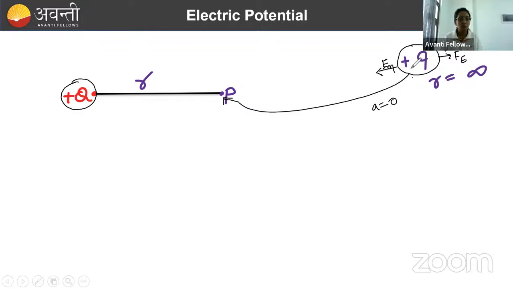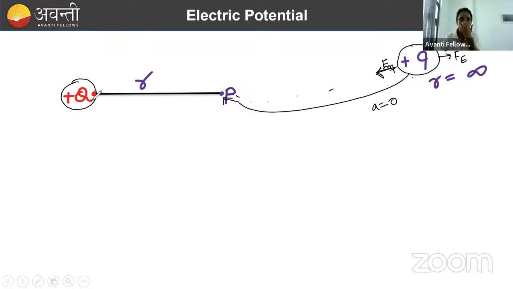So finally also it will be at rest. It means I have to apply a force on it in such a way that the net force acting on it is zero. So I will apply on it a force exactly opposite and equal to that of the electric force. Done. So we are bringing it here, here, here. And during this process, I have done work on it. And that work will basically bring it here.